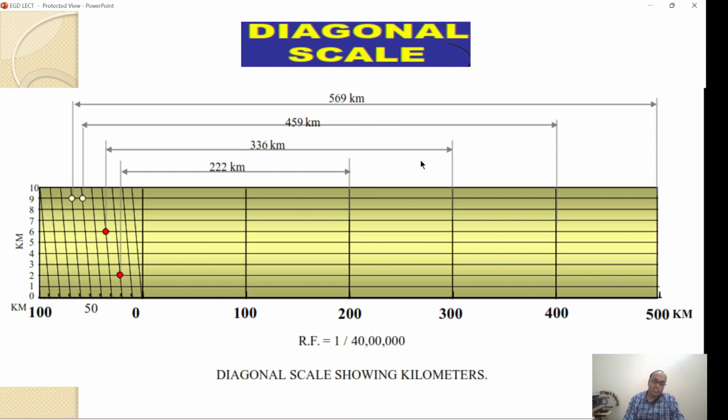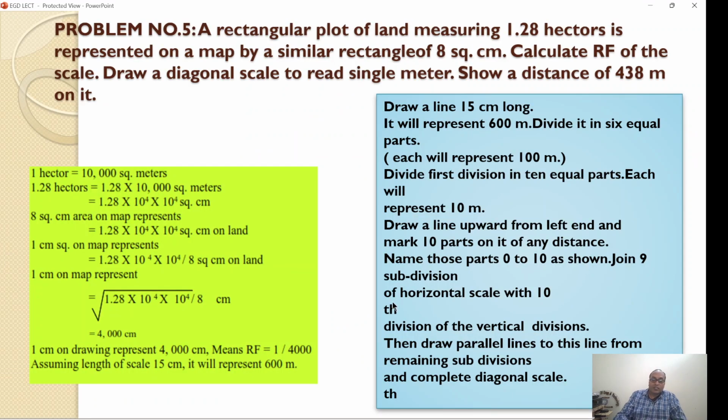Similarly, for marking 336, you have to take extension from the 300 line. And here, third point up to here, this is 30, 31, 32, 33, 34, 35 and 36. You have to move upward on the diagonal, which is starting from the 30th mark. In this way, from here take the vertical and note 336 kilometers. And in a similar way you can mark 449 and 569.